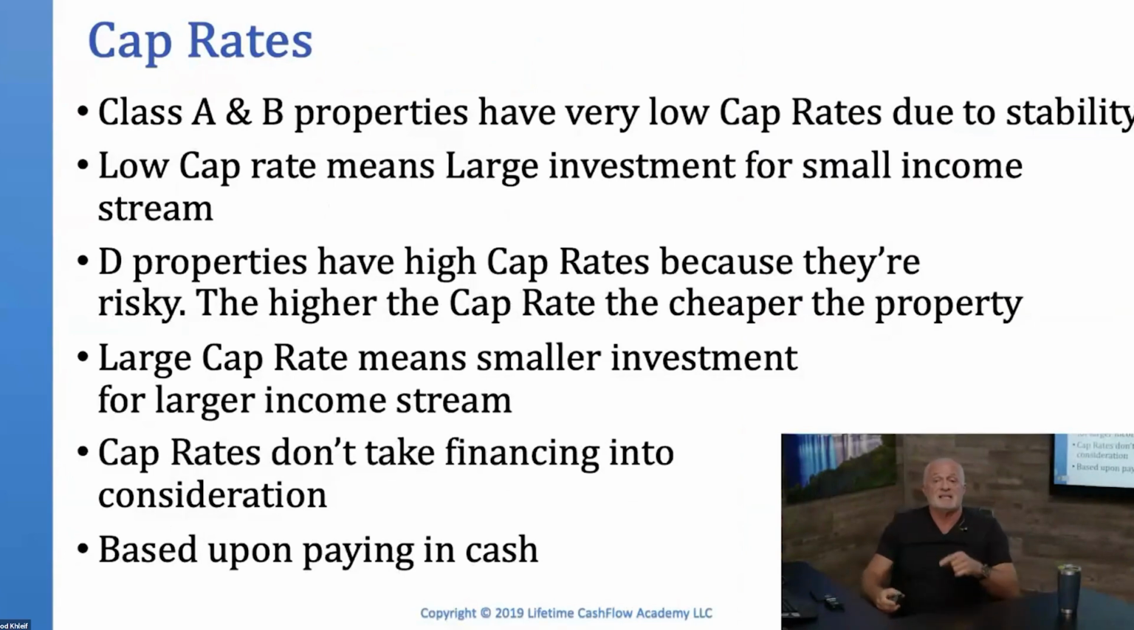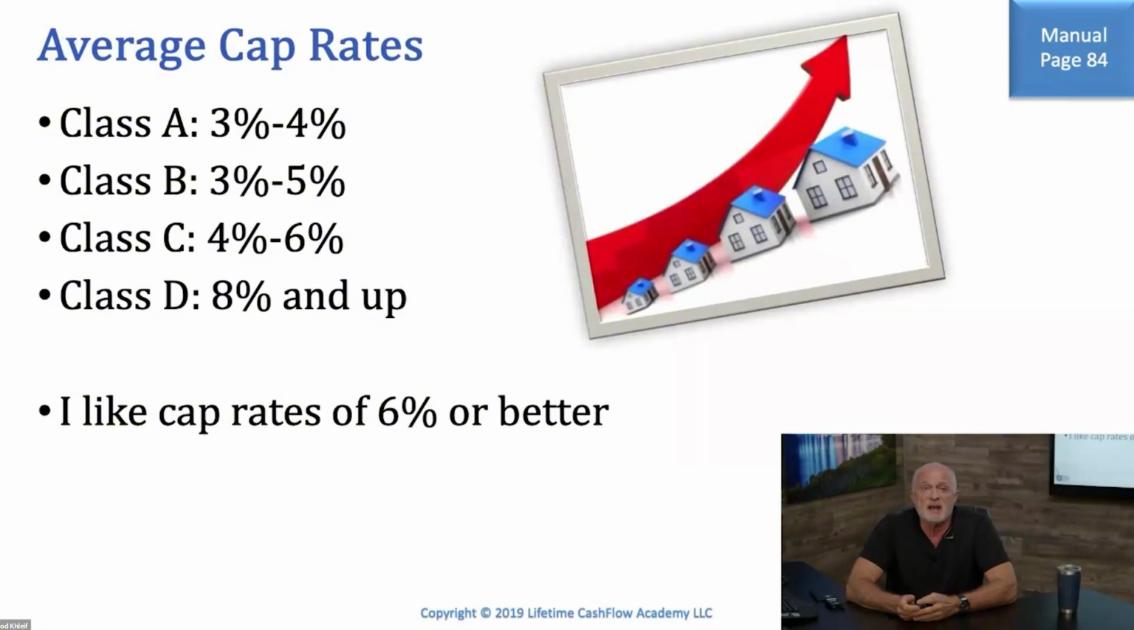Now, here's the thing. Class A and B properties have very low cap rates due to their stability. By the way, low cap rate, higher price. It's counterintuitive. High cap rate, lower price. So a low cap rate means a large investment for a small income stream, okay? And D properties have high cap rates because they're risky. Now, a large cap rate means a smaller investment for a larger income stream. But keep in mind, cap rates have nothing to do with the financing. It's based on cash, okay? And originally, cap rates were created for investors to compare different asset classes, believe it or not, different types of assets, not just multifamily.